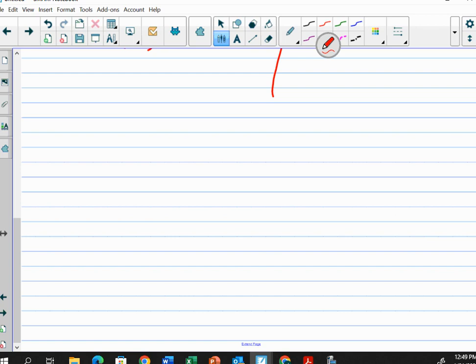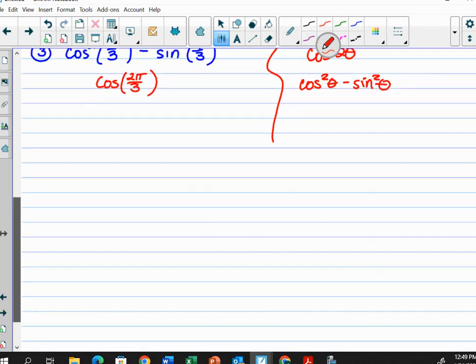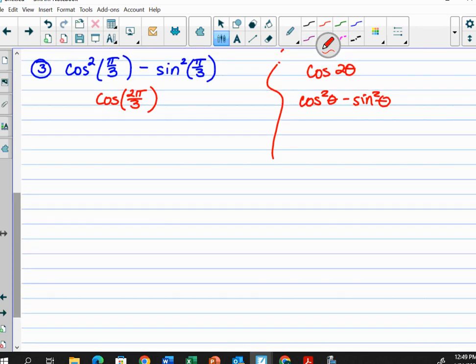If you recognize that that is the cosine of the double angle formula, then you can just say cosine of double the angle. And what is cosine of 2 pi over 3? Negative 1/2, okay.